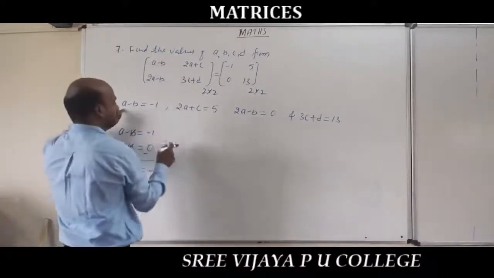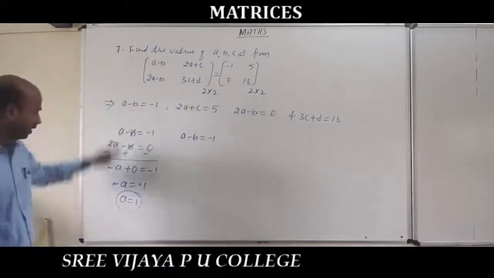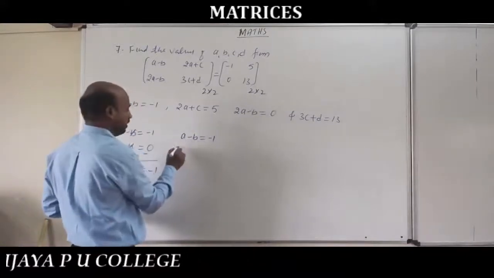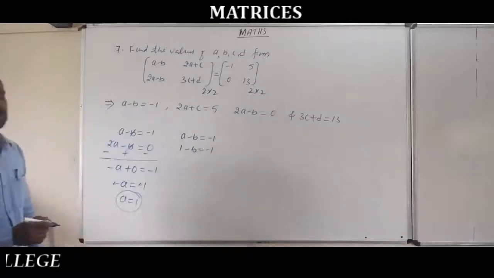Take the same equation, the first equation: A minus B is minus 1. We got the value of A, so substitute the value of A. 1 minus B is equal to minus 1.